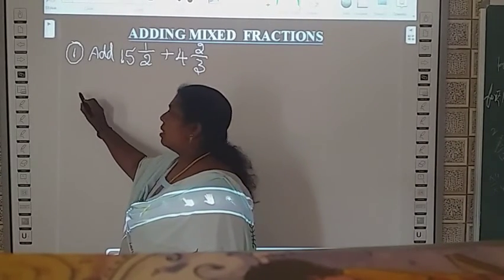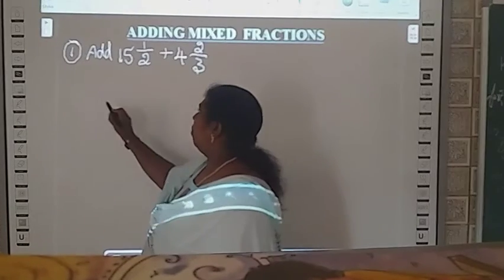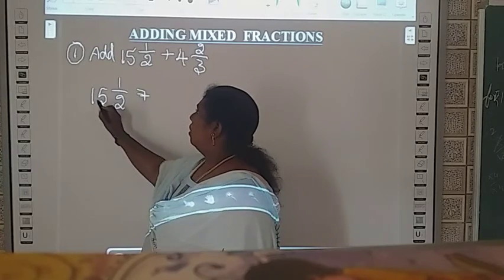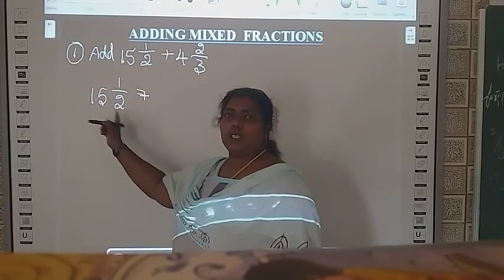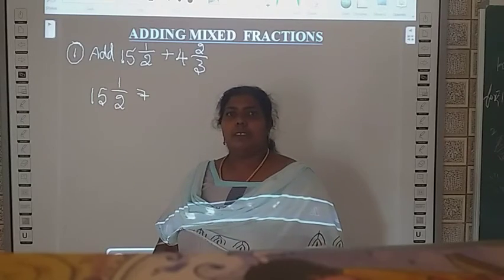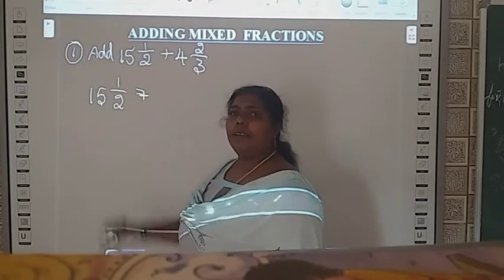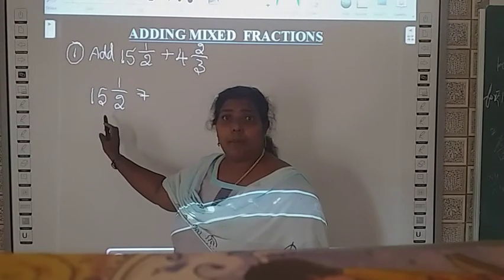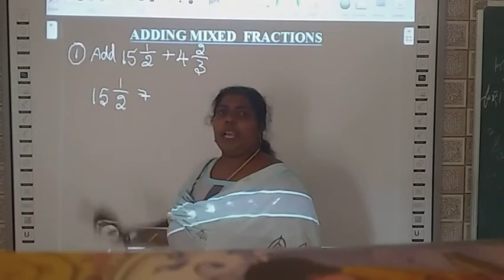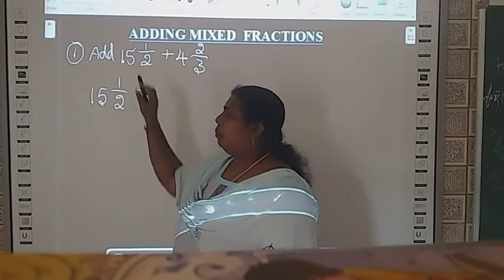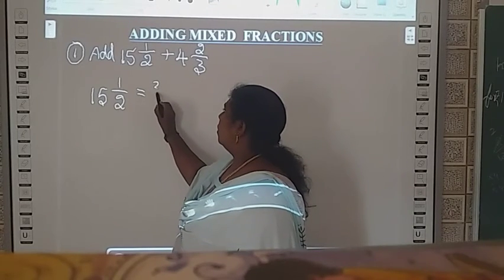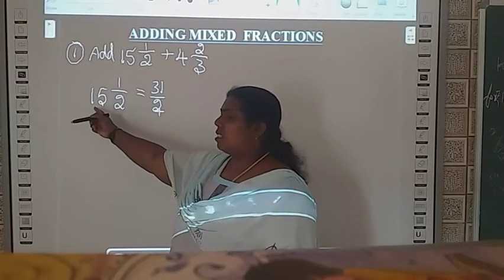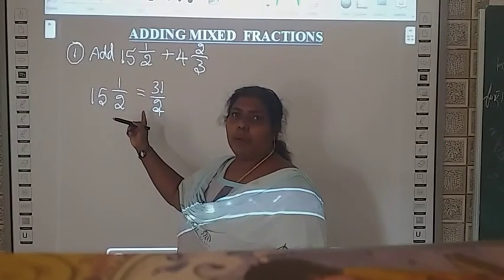15 1 by 2. First convert it to an improper fraction. What do we have to do? We have to multiply these two numbers, right? 15 times 2 is how much? 30, right? 30 plus 1, 31. Be careful, when you multiply, you have to multiply the whole number and the denominator value. So 15 times 2 is 30. 30 plus 1, 31. 31 divided by 2. That is the first one. Now this was the mixed fraction, now we converted it to an improper fraction.